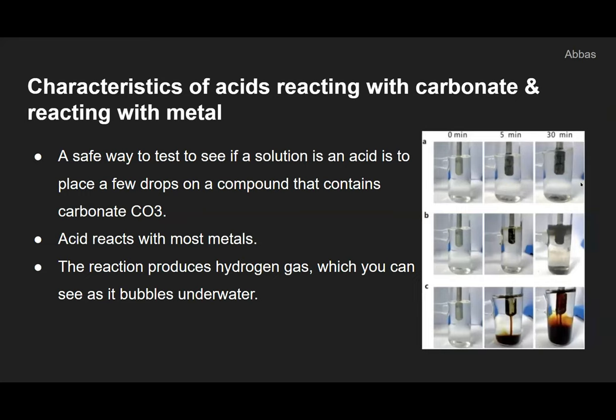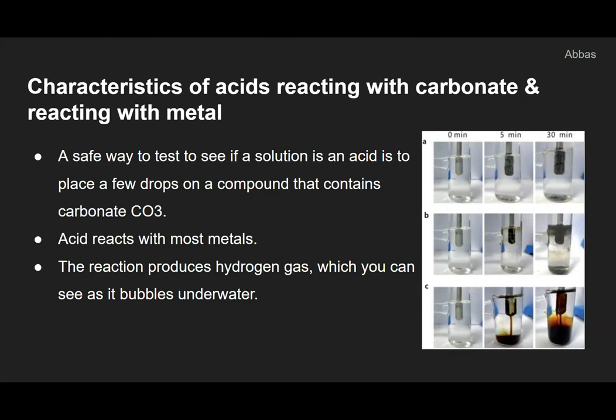The character of the acid is that it reacts with carbonates and reacts with metals. Acid reacts with most of the metals, and the safe way to test to see if a solution is an acid is to place a few drops on a compound that contains a carbonate. And as we can see, it is on the right side of the picture.